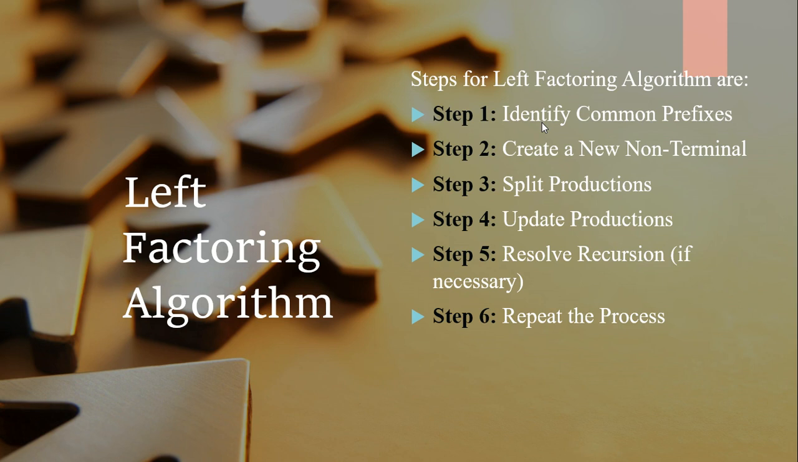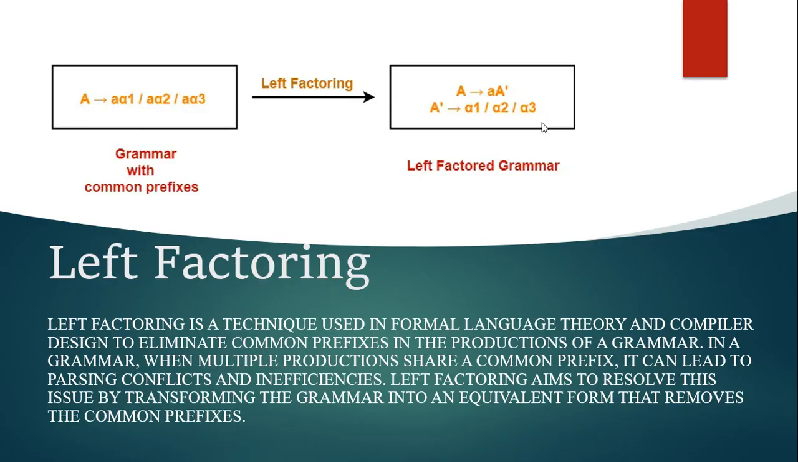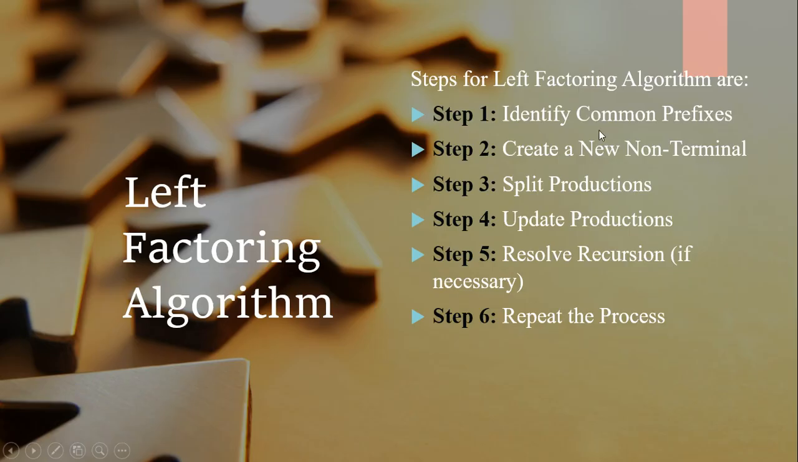Now the left factoring algorithm. Here are the steps which have to be followed. Step 1, identify the common prefix. We first have to identify the common prefix from the given grammar. Here, the common prefix for this capital A is small a. In these three, we have a small a as the common prefix.